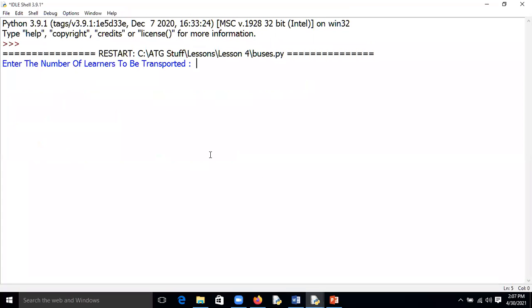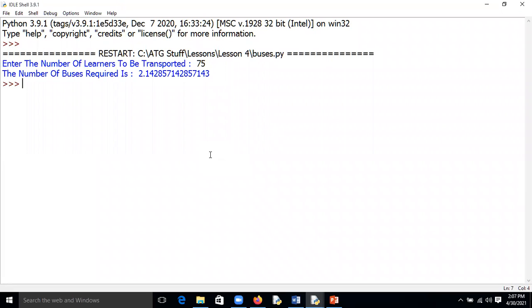Okay. Now, remember that this is a real world example. For example, if your school is having an excursion, then you're going to need to know how many buses are required, etc. So a program like this could help. So enter the number of learners to be transported, and we are going to say 75. And it tells us that the number of buses required is 2.1.